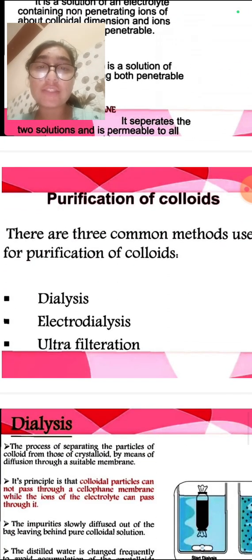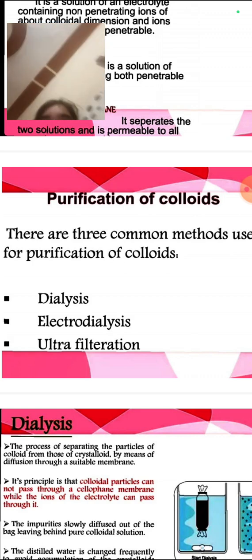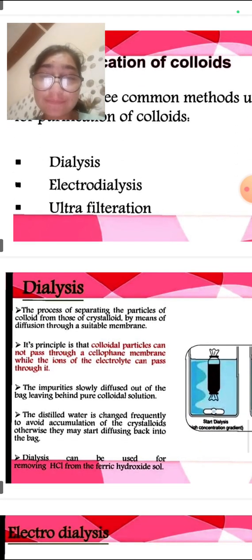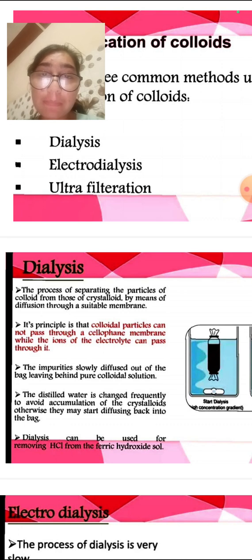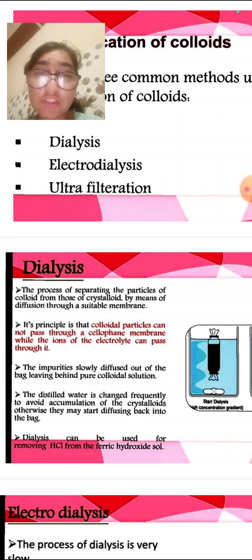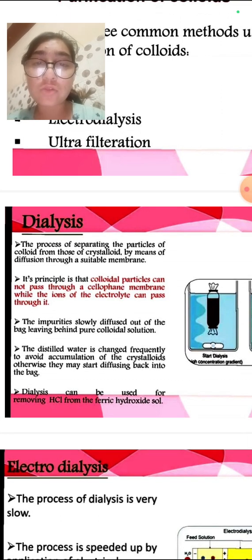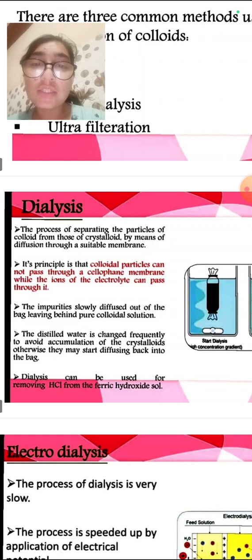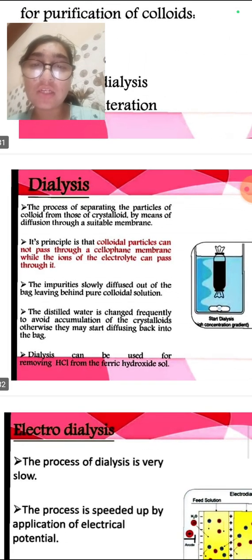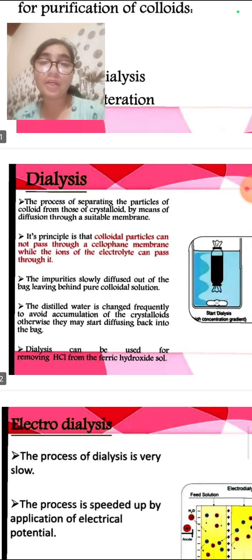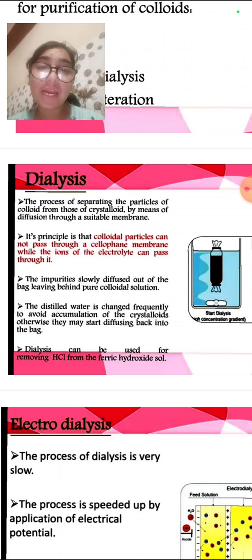Purification of colloid. There are three common methods: dialysis, electrodialysis, ultrafiltration. Dialysis. The process of separating particles of colloid from those of crystalloid by means of diffusion through a suitable membrane. Its principle is that colloidal particles cannot pass through a cellophane membrane while the ions of the electrolyte can pass through it. The impurities slowly diffuse out of the bag, leaving behind pure colloidal solution.